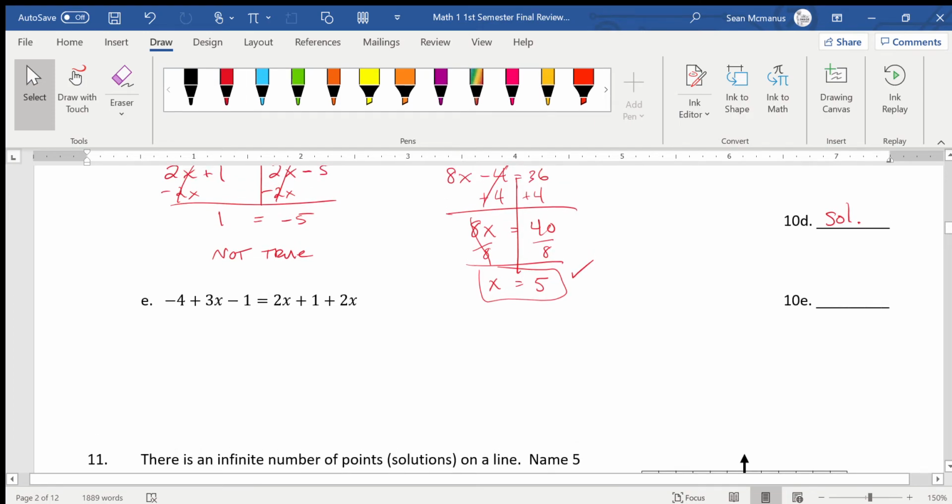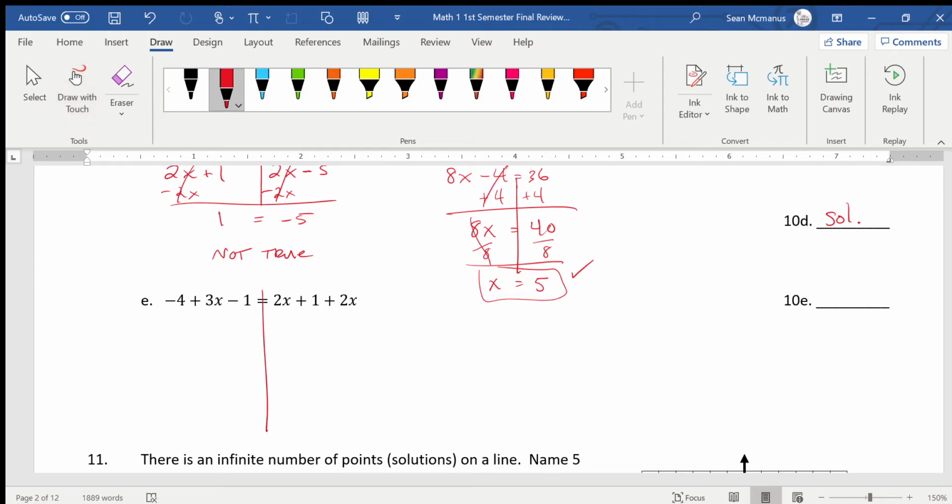And the last one of these types of problems, let's keep on going here. Draw my line so I make sure I do things equally on both sides. So on the left side, I can combine these two right here. So I still have this 3x, but these two constants that I underlined can be combined. Negative 4 and negative 1 is a total of negative 5. And over here, I can combine these two. So 2x and 2x gives me 4x, and I still have the plus 1.